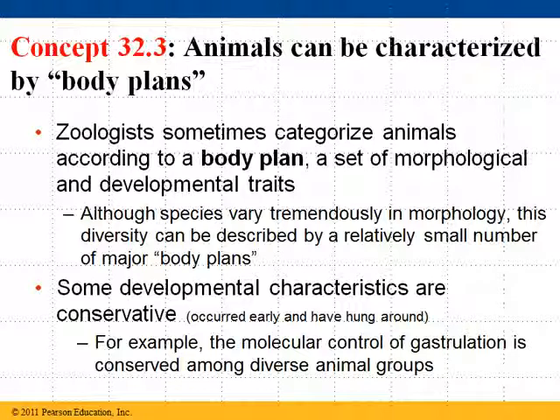For example, the molecular control of gastrulation, which is the infolding of that blastula that we talked about, is conserved among many diverse animal groups. So whether it is a human being or something as different as a fish or a parakeet, most animals go through this gastrulation process. That process is what we call conserved. It began in our early ancestors and has continued to the present day.